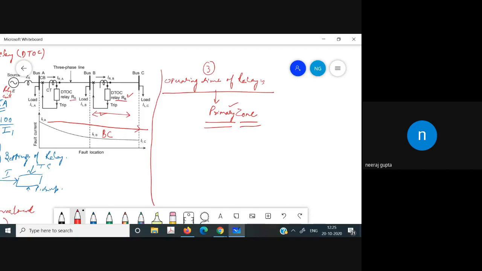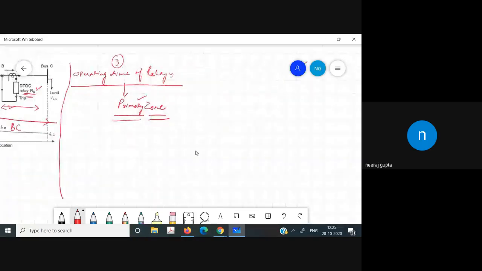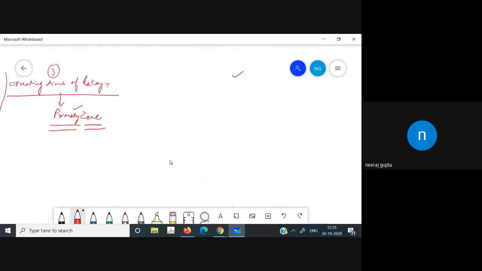So we have to select the operating time in such a way that if this relay does not operate, then finally we have the backup relay, which will protect the system. As we have already discussed, for the operating time of the relay we have to take into consideration that it will protect its primary zone. However, if it is desired as a backup, then definitely it will provide backup protection for the other zone also.